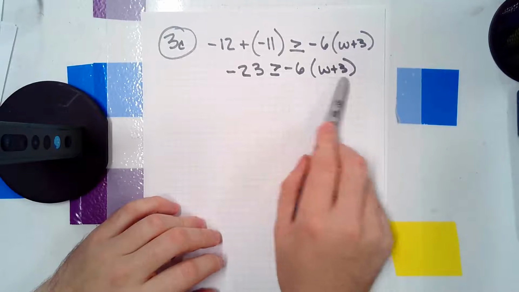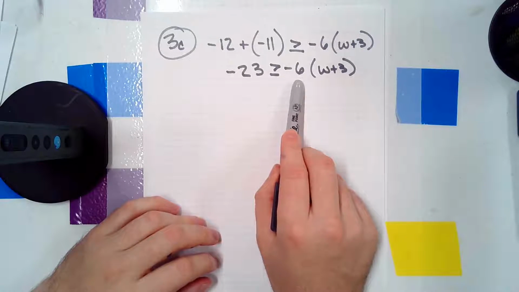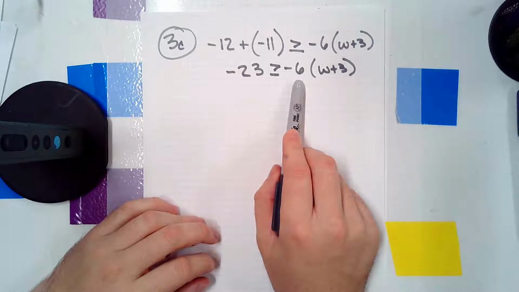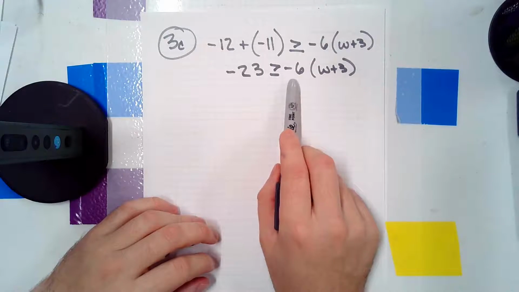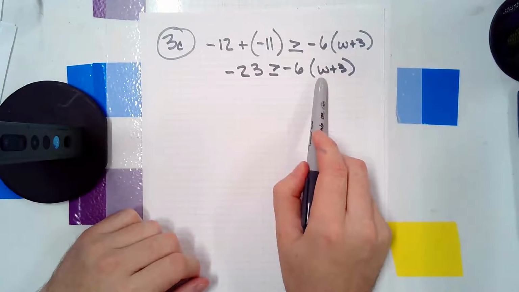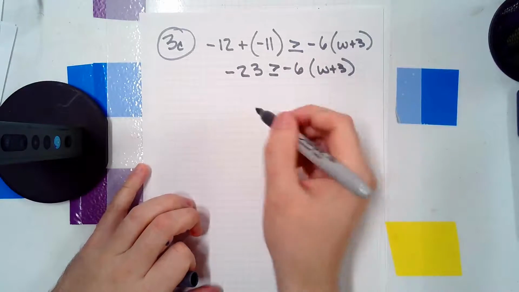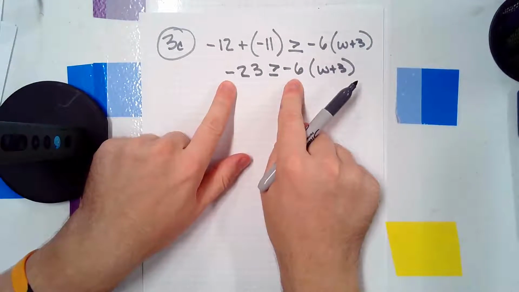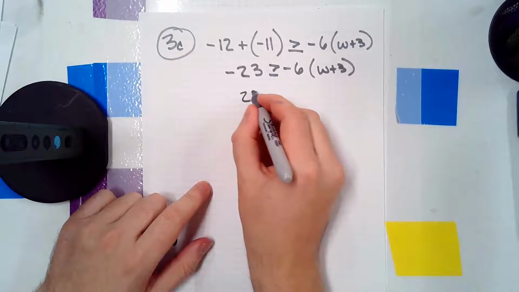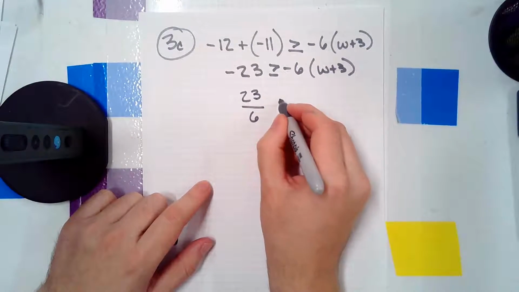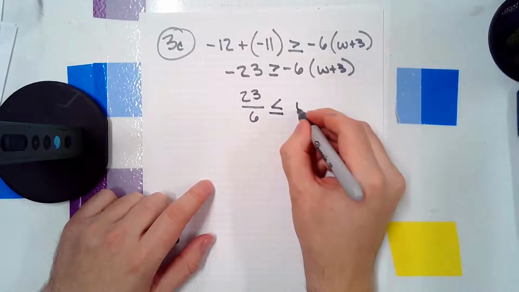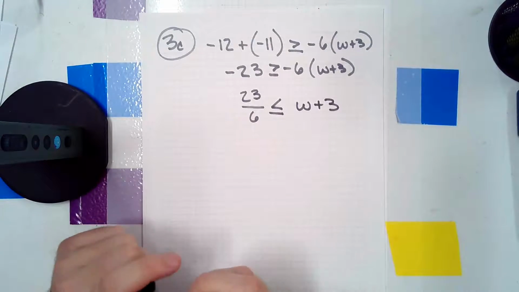All right, so now we're here. Remember, last time we divided by this, and that worked. If you distribute it, you're going to end up dividing by negative 6 anyway, because we're going to have a negative 6w. So let's divide by negative 6, and we get a positive answer, because negative and negative is a positive. So it's 23 over 6. That's as simple as it gets. And we have to flip the sign because we divided by a negative.